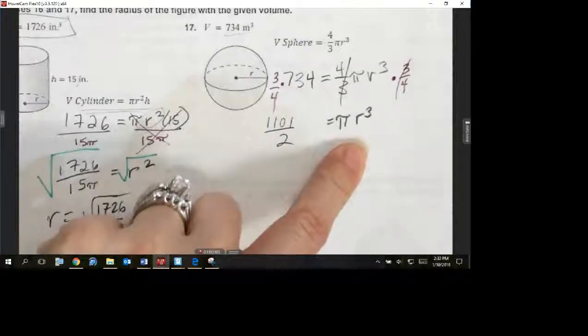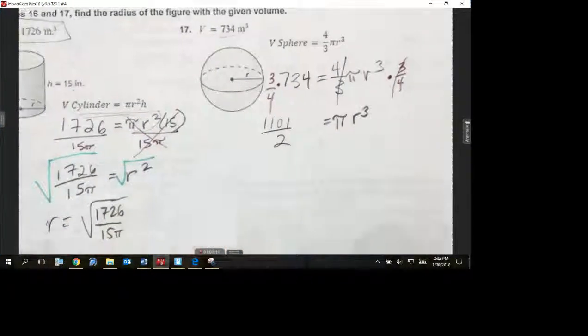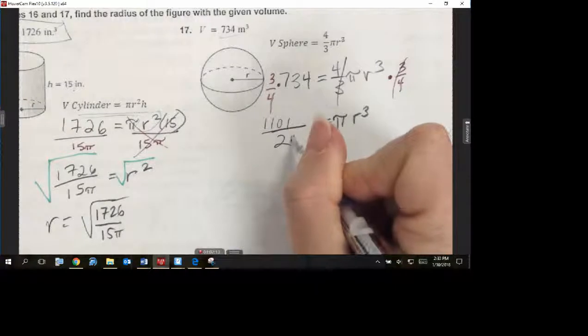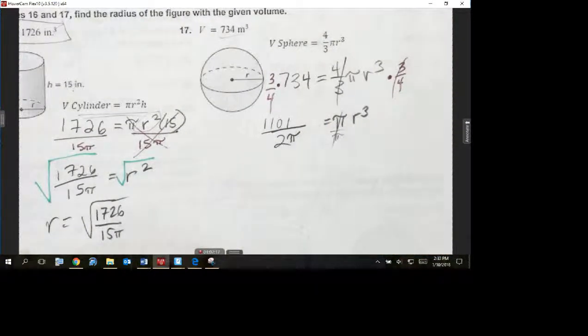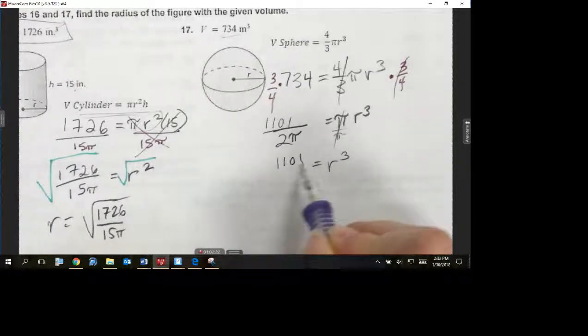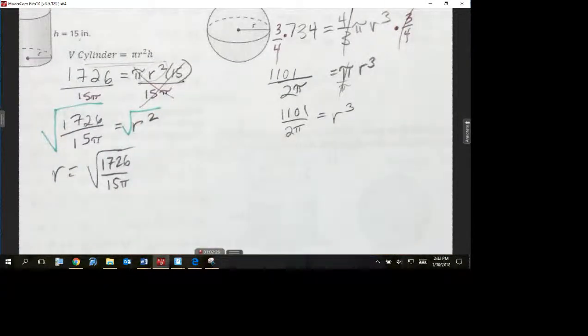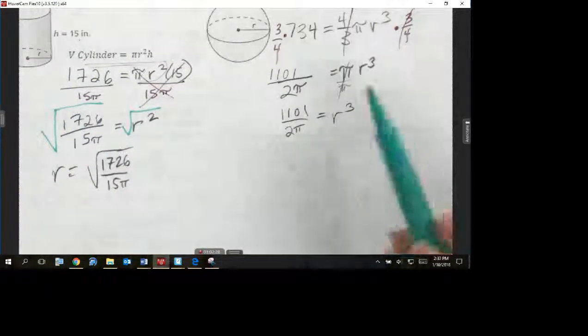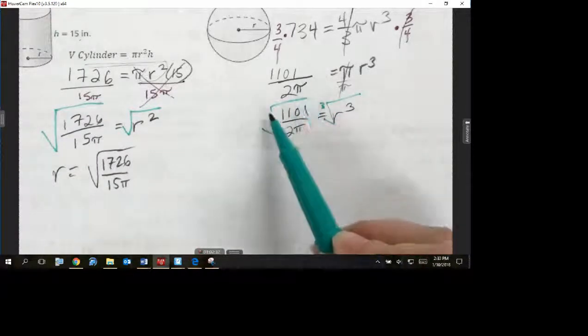How do I get r by itself? You have to divide out the pi first. Divide both sides by pi. So I have r cubed equals 1101 over 2 pi. And then finally we will cube root. If we're doing the cube root, do I need plus or minus?